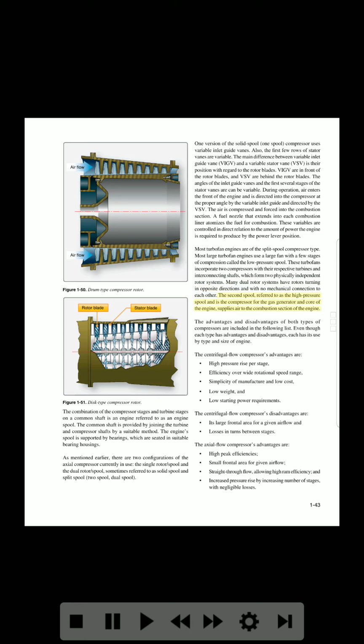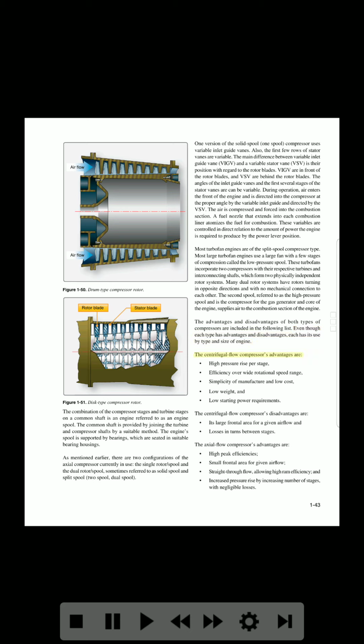The second spool, referred to as the high-pressure spool, is the compressor for the gas generator and core of the engine, and supplies air to the combustion section of the engine. The advantages and disadvantages of both types of compressors are included in the following list. Even though each type has advantages and disadvantages, each has its use by type and size of engine.